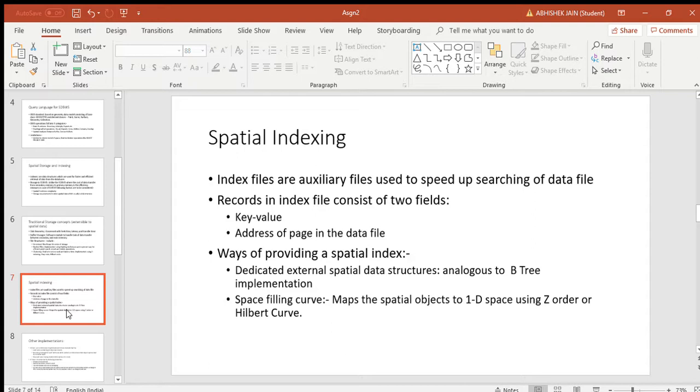Spatial indexing. Index files are auxiliary files used to speed up the searching of data files. Records in an index file consist basically of two fields. The first one is the key value. The second one is the address of the page in the data file. Ways of providing a spatial index: there are two ways. Firstly, dedicated external spatial data structures, which is analogous to B-tree implementation. Second, the space filling curve, which maps the spatial objects to one-dimensional space using Z-order or Hilbert curves.